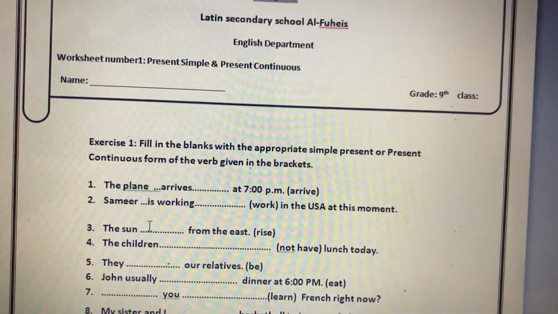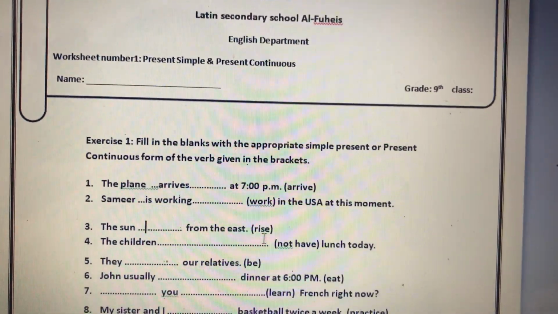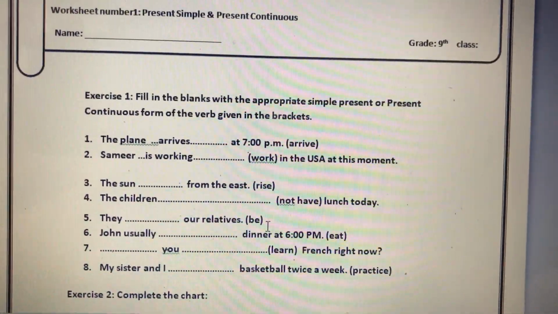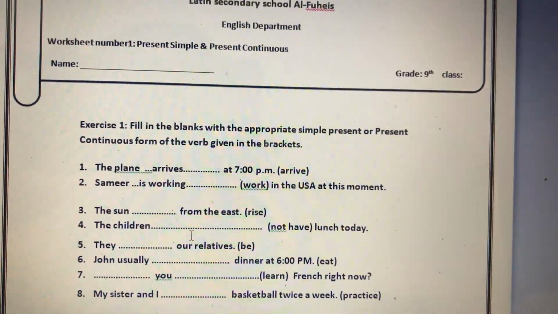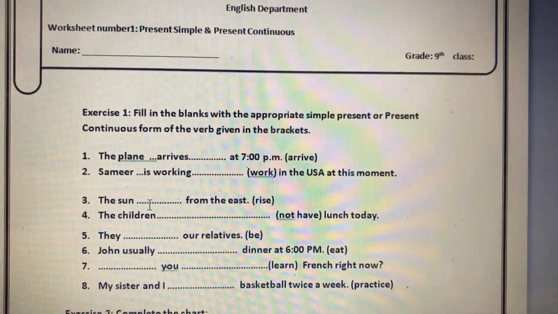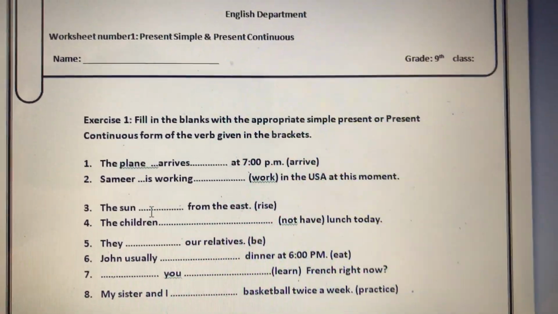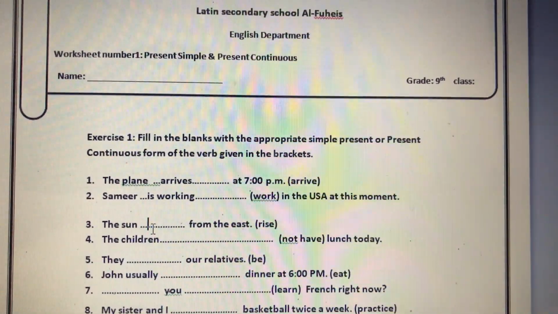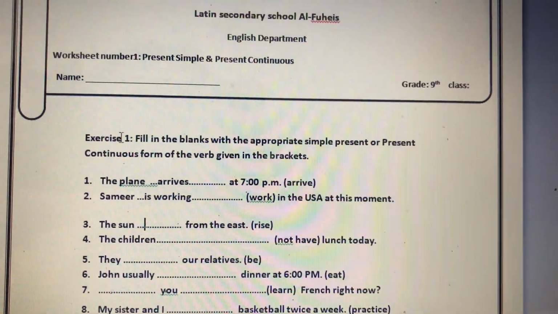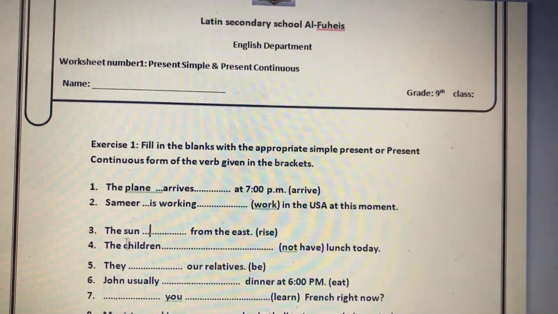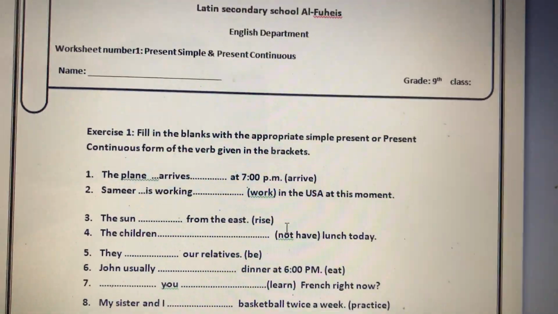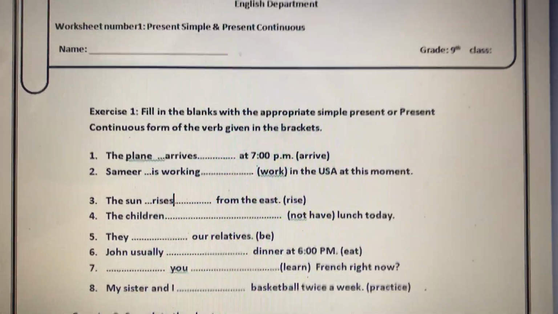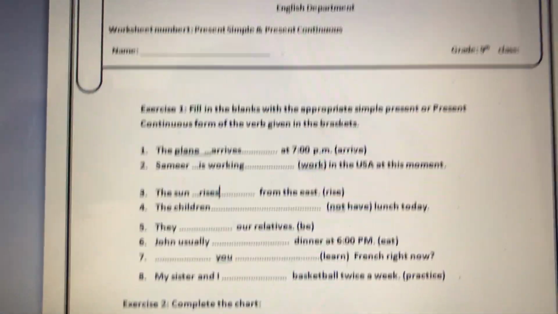Number 3, the sun from the east and the verb is rise. Here we know that this is a scientific fact and we know that the function which is fact and truths is regarding the simple present. So here the answer will be rises. The sun rises from the east.